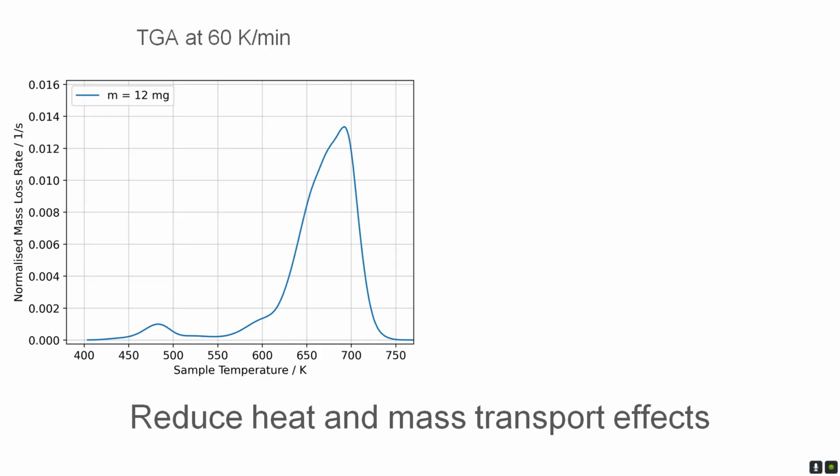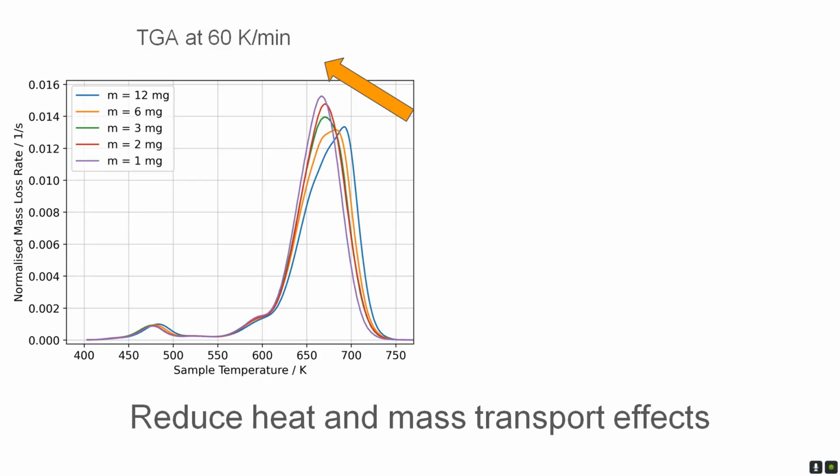For this example, I am using data from experiments with polymethyl methacrylate or PMMA. Initial experiments were conducted at 60 Kelvin per minute and a sample mass of 12 milligrams. The normalized mass loss rate is determined and plotted against the sample temperature as shown here on the left hand side. The mass is reduced and new runs conducted. We can see that the reaction shifts to lower temperatures with reduced sample mass. The optimal mass is found when the peaks are in superposition.